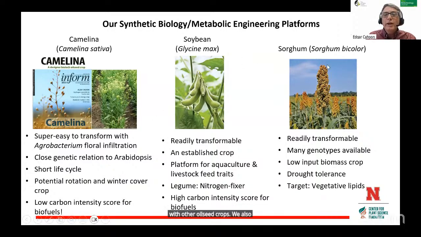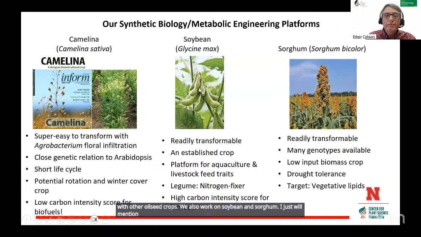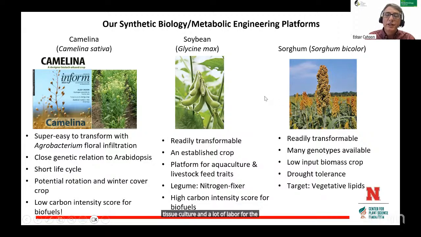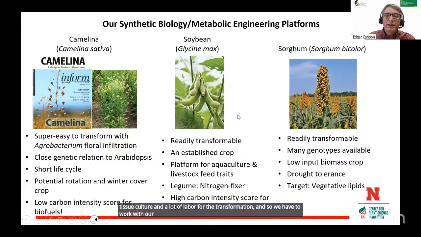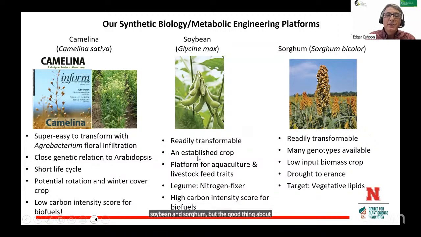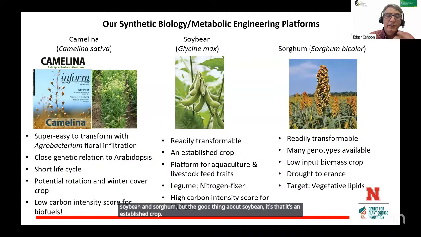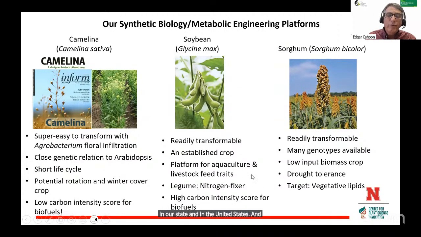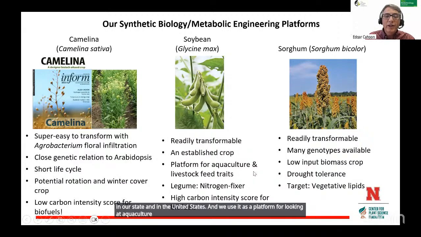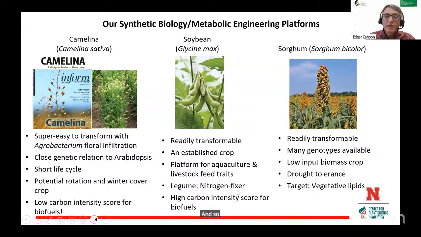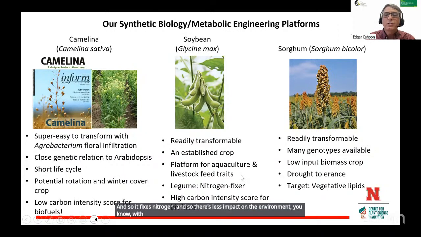We also work on soybean and sorghum. I just will mention soybean real briefly, that both soybean and sorghum require tissue culture and a lot of labor for the transformation. And so we have to work with our transformation facility to engineer soybean and sorghum. But the good thing about soybean is that it's an established crop in our state and in the United States. And we use it as a platform for looking at aquaculture traits and livestock feed traits. And a really great thing about soybean is that it's a legume. And so it fixes nitrogen. And so there's less impact on the environment from using nitrogen fertilizer when you grow soybeans.